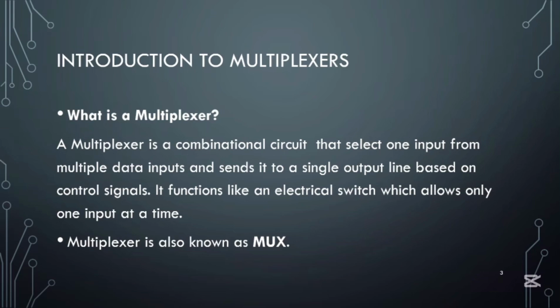Introduction to multiplexers. A multiplexer is a combinational circuit that selects one input from multiple data inputs and sends it to a single output line based on a control signal. It functions just like an electrical switch, and it allows only one input at a time. So basically, a multiplexer receives several inputs, and then it sends just one to its output line based on the control signal. A multiplexer can also be called a MUX. So as the video progresses, you'll be seeing a lot of MUX in the video.